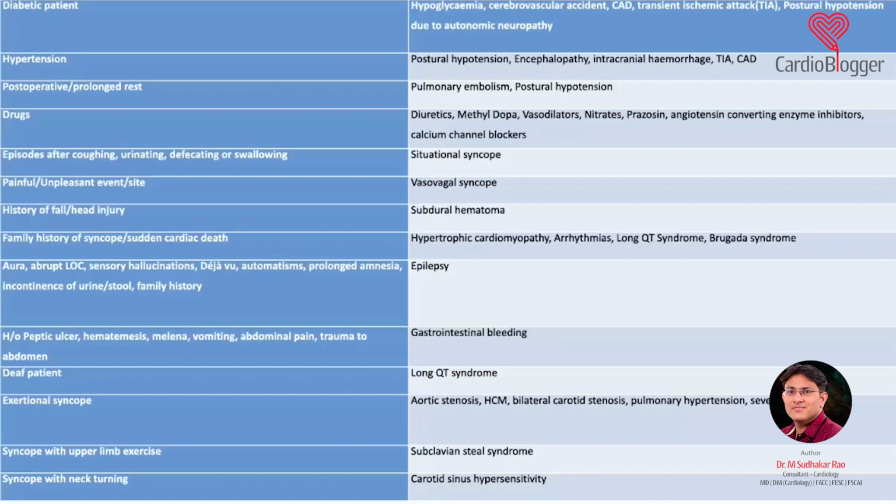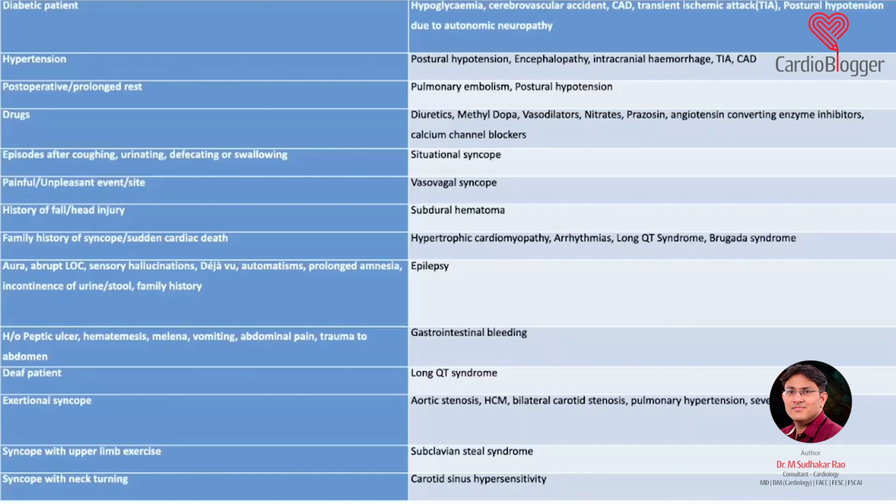Next, a hypertensive patient, again the same thing: postural hypotension, encephalopathy, high BP, hypertensive emergency, not syncope, but it may mimic a syncope, or intracranial hemorrhage may have syncope, or coronary artery disease, or a transient ischemic attack. Same things as in a diabetic. A post-op patient can develop massive pulmonary embolism and can have syncope, or during prolonged rest, because they are lying down for a long time, they may have postural hypotension. Drugs. Now, the most important thing is you should remember the drugs which cause postural hypotension. The most common is a diuretic.